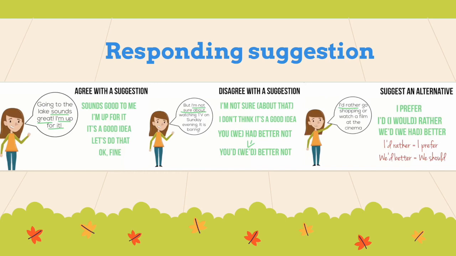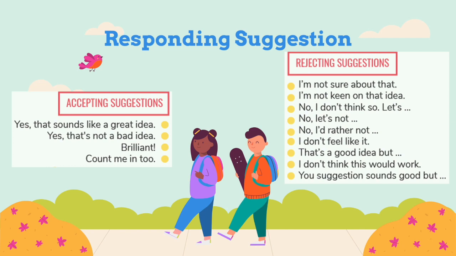And then after disagreeing with the suggestion, you may also suggest an alternative. For example, I'd rather go shopping or watch a film at the cinema. It means I prefer to go shopping and watch a film at the cinema rather than watching TV at home because that's boring. And these are some examples of responding suggestions.